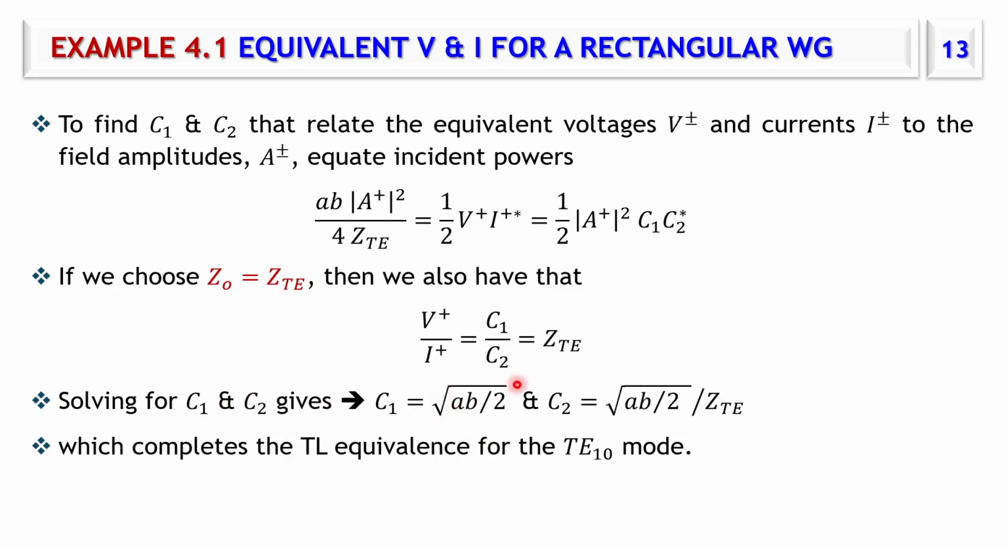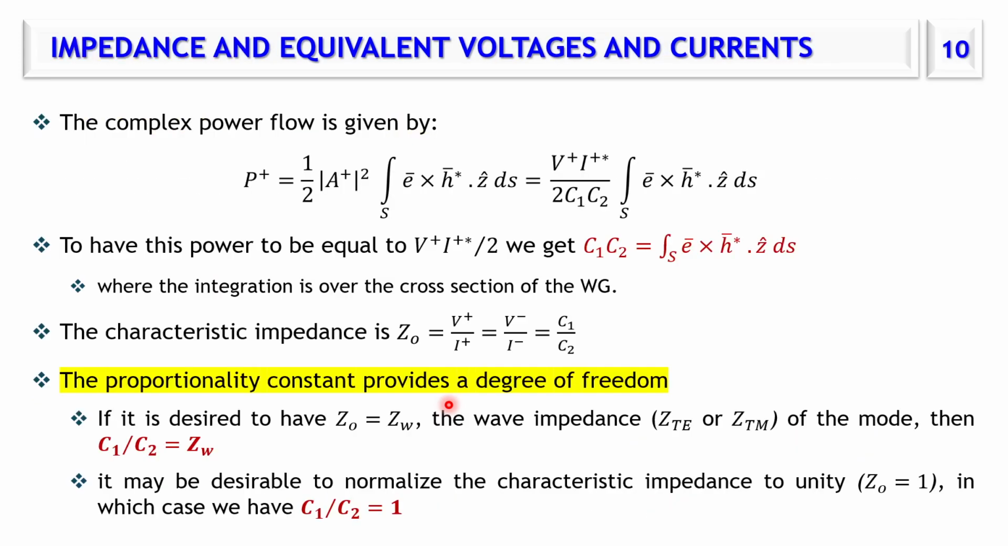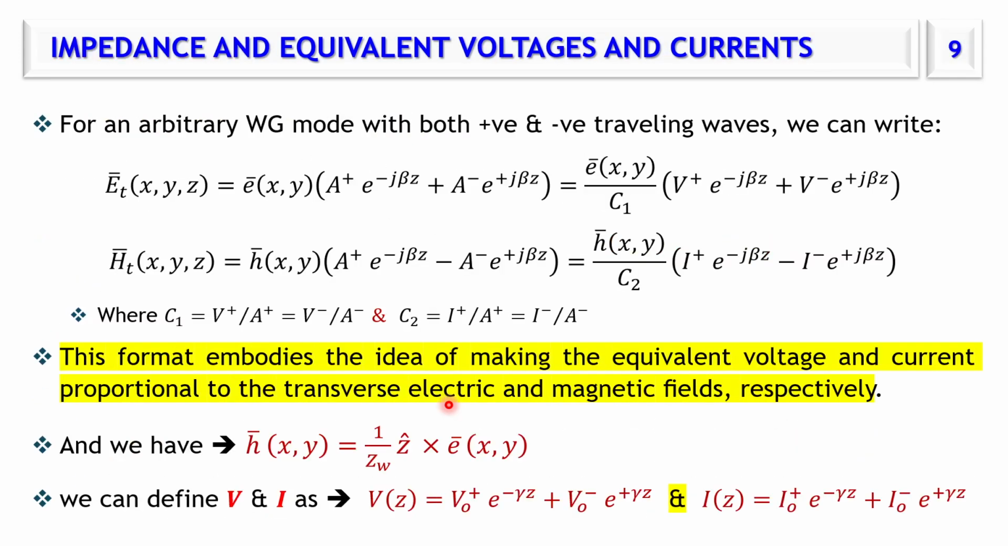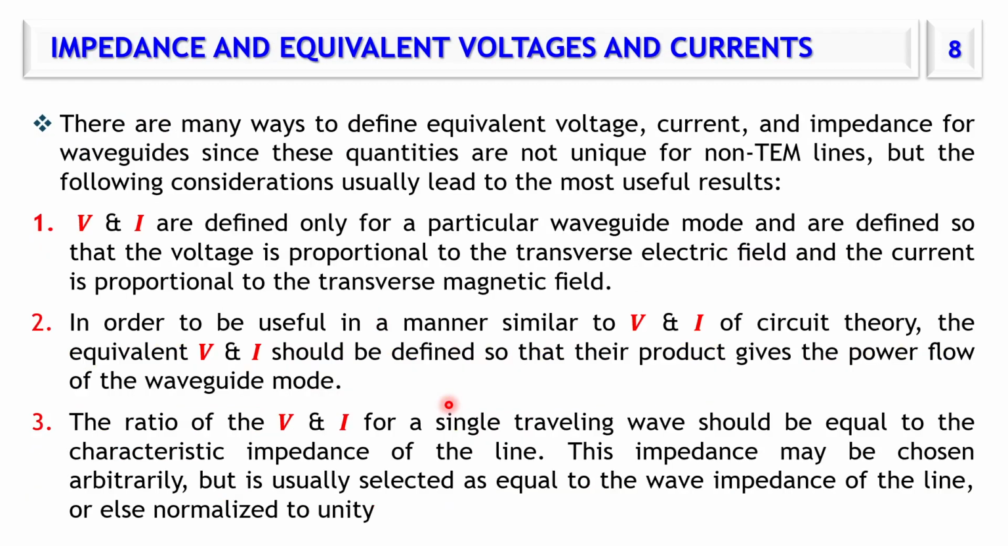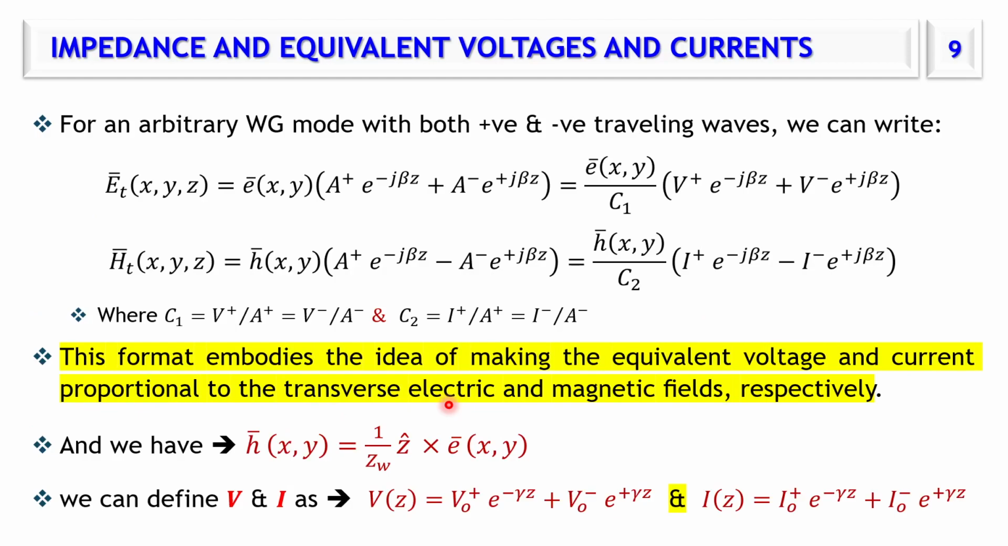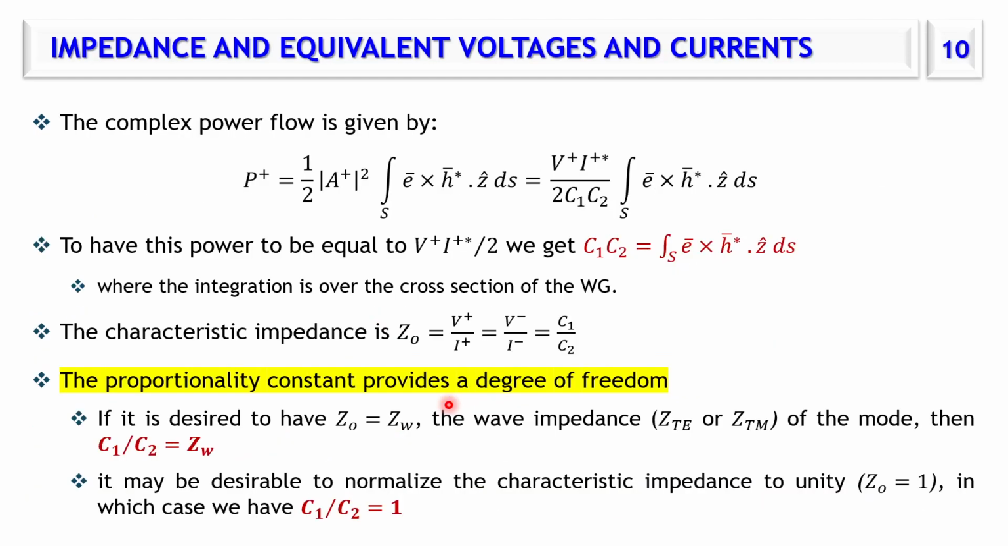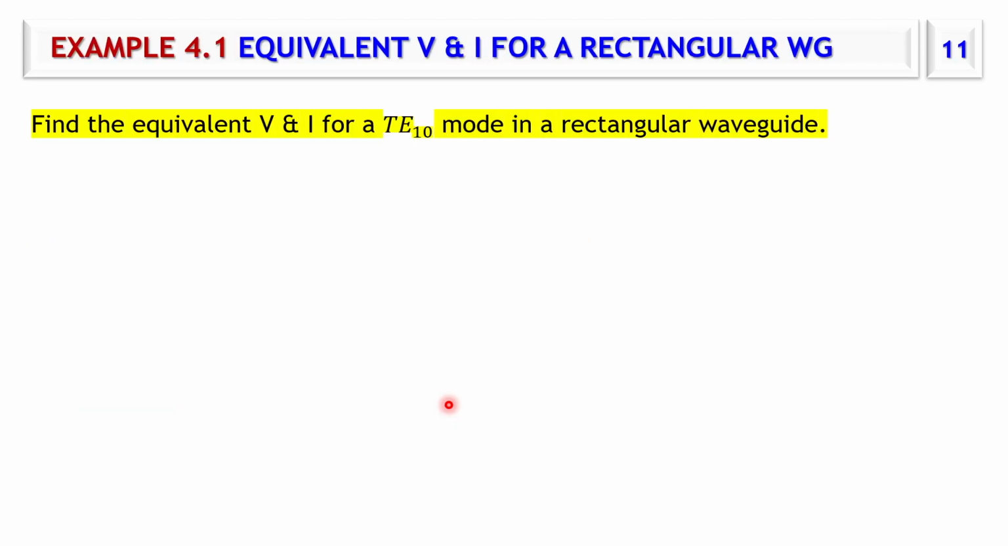So with these choices of C1 and C2, we fulfilled the three needed conditions for the definition of V and I to qualify this mode to be used for network analysis of microwave circuits. So this discussion here, I don't intend to examine you on, but just give you the needed background to prove that network analysis can be done also for waveguides that are carrying non-TEM modes.